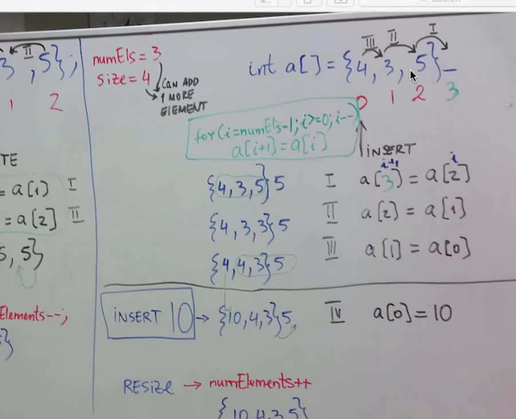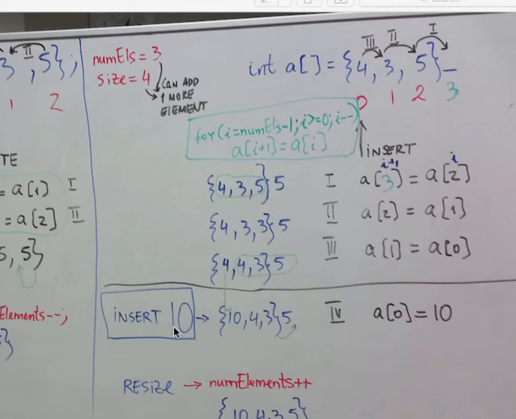Then the next one is I'm going to shift the 3 to the place of the 5. So A2 is equal to A1. You end up with 4, 3, 3, 5. Then the last one is you shift the 4 to the place of the 3. So you have A1 is equal to A0. And then you end up with 4, 4, 3, 5.